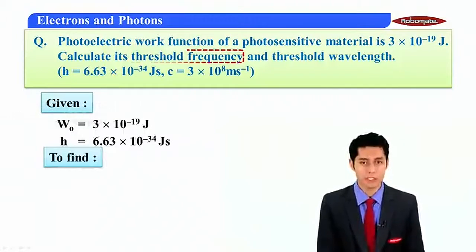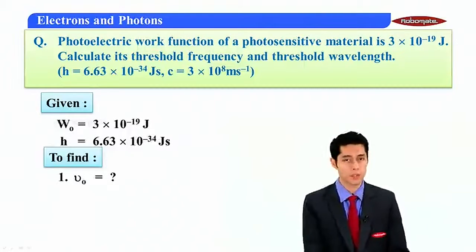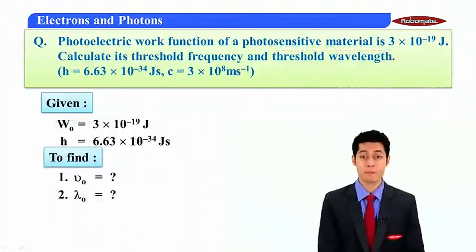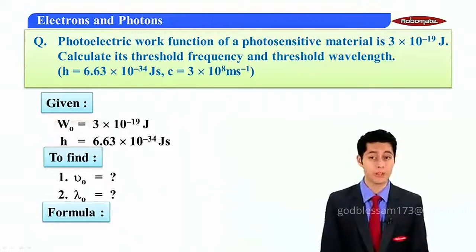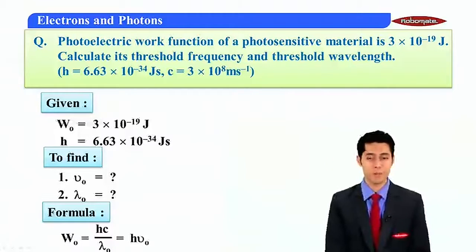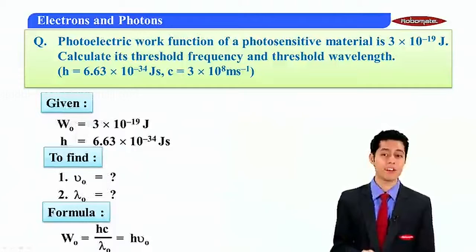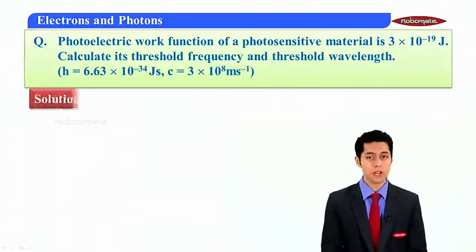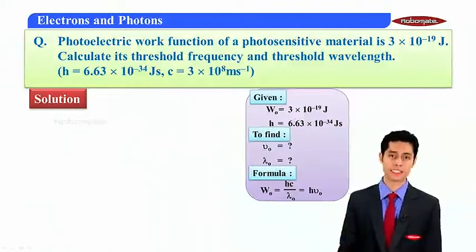To find, what do we need to find? We need to find the threshold frequency, that is ν₀ equals question mark, and the threshold wavelength, that is λ₀ equals question mark. So to find this, which formula do we require? Yes, you guessed it right, students. The formula is W₀ = hc/λ₀, which is equal to h into ν₀. So to solve this problem, we will take our given data on one side.